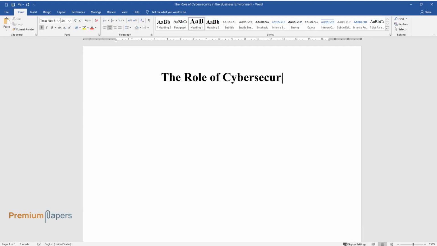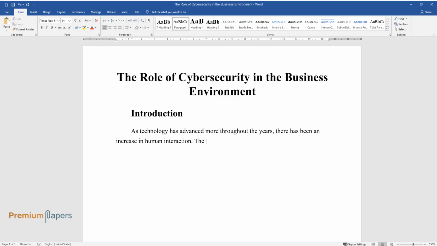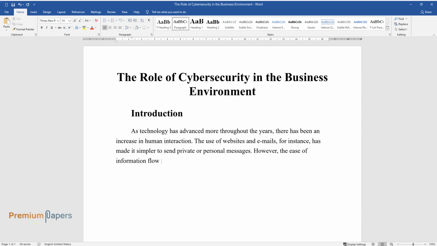The role of cybersecurity in the business environment. Introduction. As technology has advanced more throughout the years, there has been an increase in human interaction. The use of websites and emails, for instance, has made it simpler to send private or personal messages. However, the ease of information flow has been accompanied by significant difficulties.